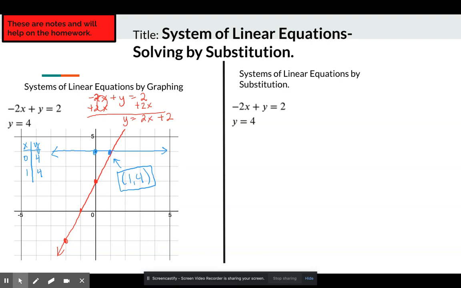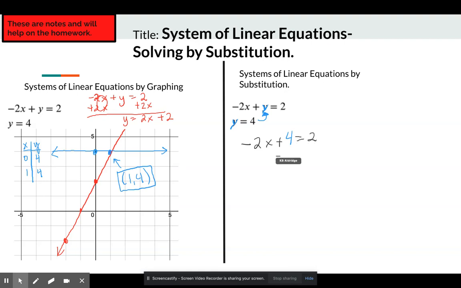Right, now we're going to do the same problem, but solving by substitution. And this is super easy. I love it. Look, we have y and we have a y. So all I'm going to do is plug in the 4 there. So I have negative 2x plus y, y is 4, equals 2. Now we just solve like normal.